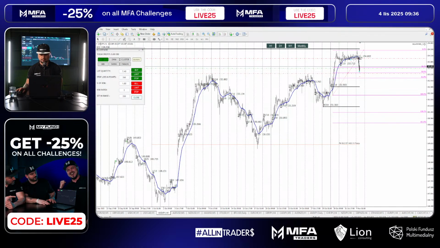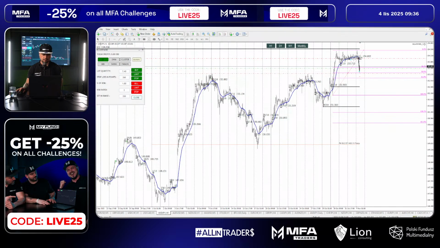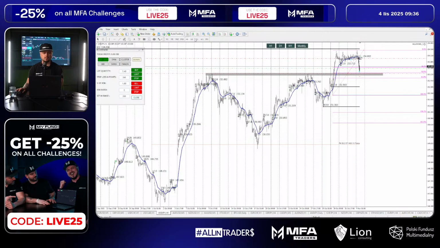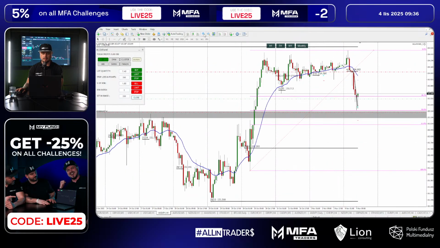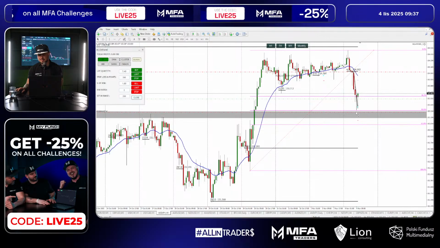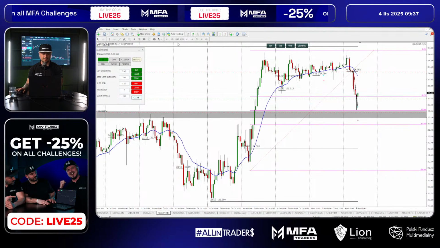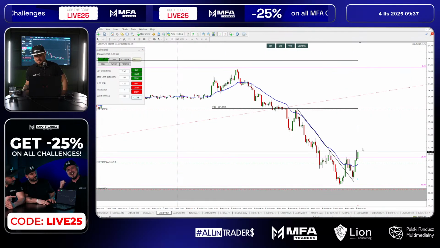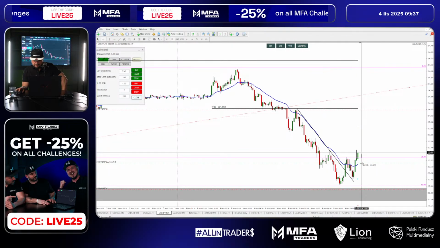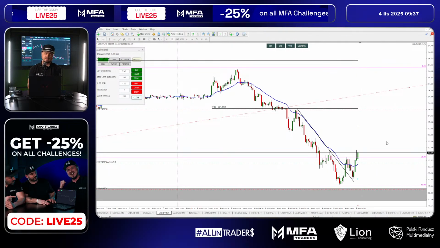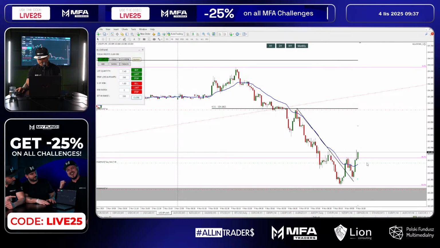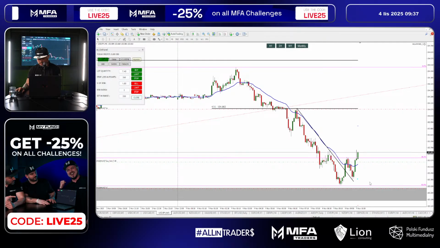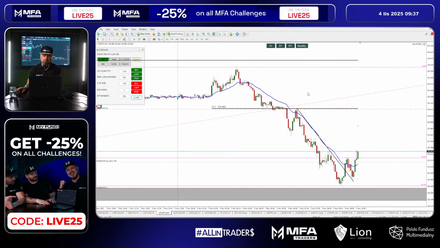We got a support line, support zone over here, but the price might go down a little bit more. Come on, guys, let's. We need 10 pips. We need 10 pips. They need to go down a little bit. Let me just move it. This should be okay. So we got 1 to 2 risk to reward.